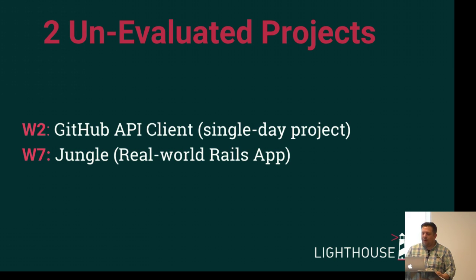There are 2 unevaluated projects, which means that you submit them and they're done. We still every now and then go through to get a chance to see how they approached this, how they're doing. So there's a GitHub API client, where you put in a project and download the avatars of all the people who contributed, or the top 250 contributors or something to that effect. And then there's Jungle, where you have most of an e-commerce app and it's your job now to maintain it. You have to add some features to it and fix some bugs and that sort of thing.